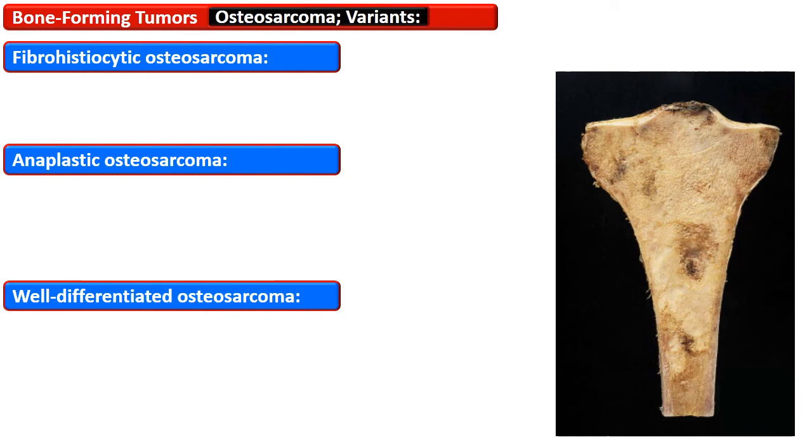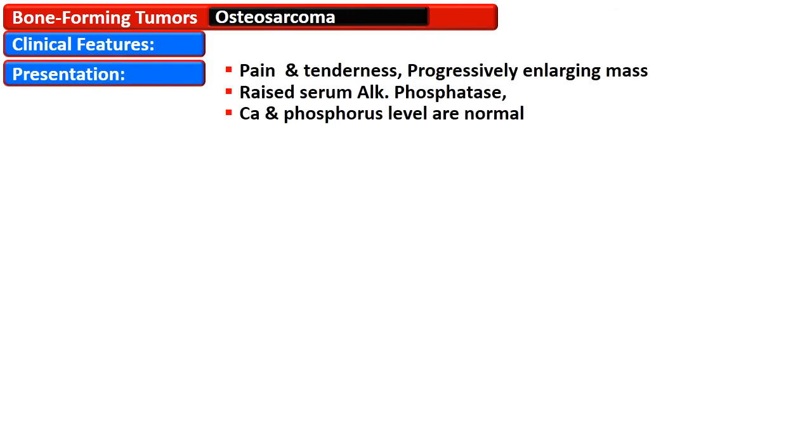This picture is of the tibia, which is showing the interosseous well-differentiated osteosarcoma. The patient usually presents with pain and tenderness with a progressively enlarging mass of the affected area, and the serum alkaline phosphatase is usually raised, while the serum calcium and phosphorus levels are within normal limits.